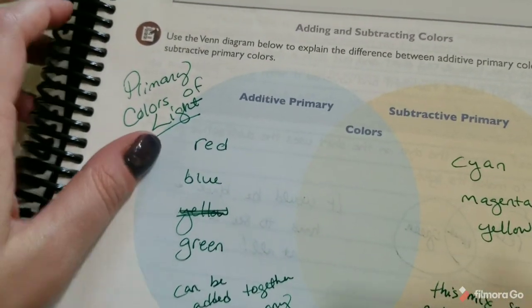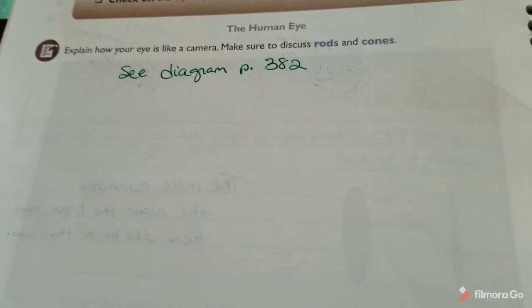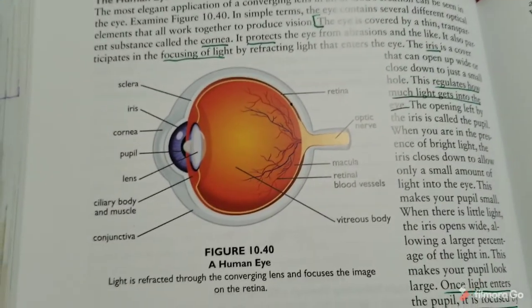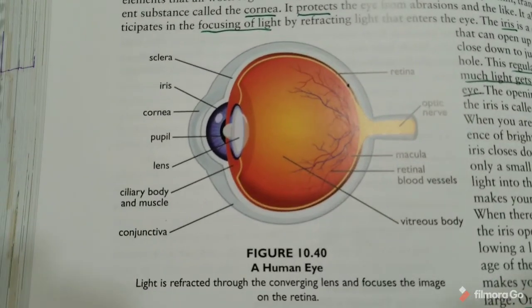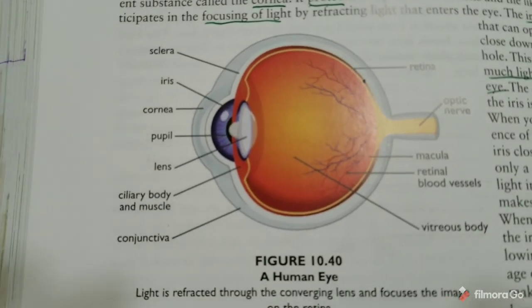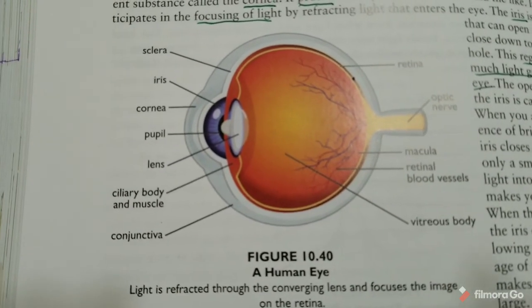All right. Human eye. We're going to go to page 382 on this one. Okay, so my goal here is to not wear you down, but also show you the best and give you all the most important information here. So this is a cool figure of a human eye.